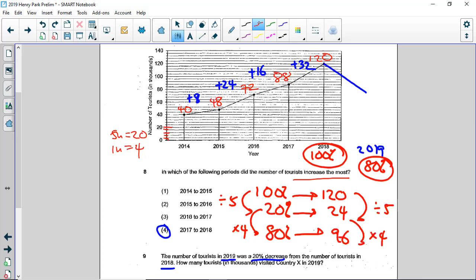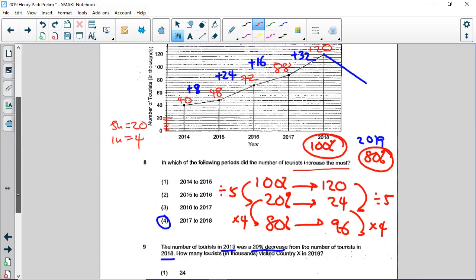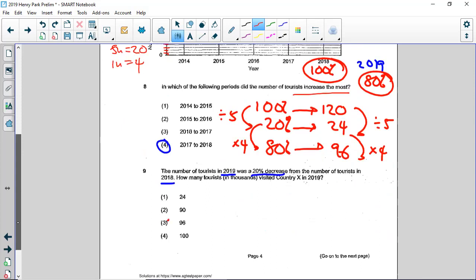So how many tourists are there in 2019? Which is 96,000. Okay, so your answer will be number 3. Clear so far? So your understanding of percentage, you must know how to interpret the 20% decrease. You always start with 100% first before you can minus 20%.